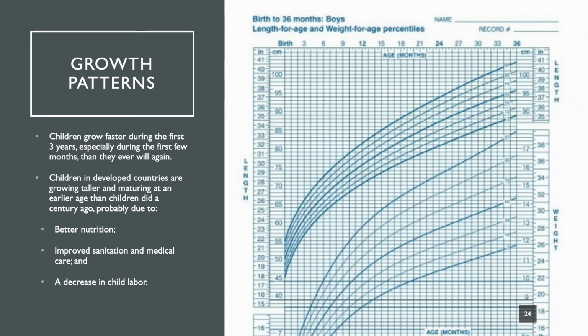Wanted to provide you a growth chart, and this is a growth chart for boys. There are separate growth charts for girls because obviously the rate of growth and the size within the normal range is different. But children grow faster during the first 3 years, especially during the first few months, than they ever will again. Children in developed countries are growing taller and maturing at an earlier age than children did a century ago, probably due to things like better nutrition and improved sanitation and medical care, and a decrease in child labor.